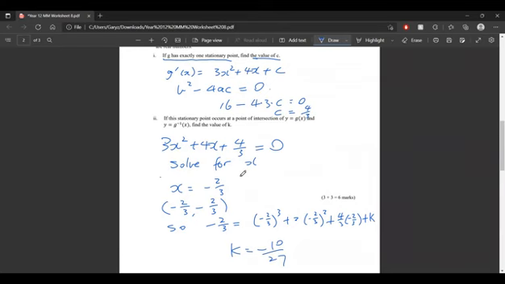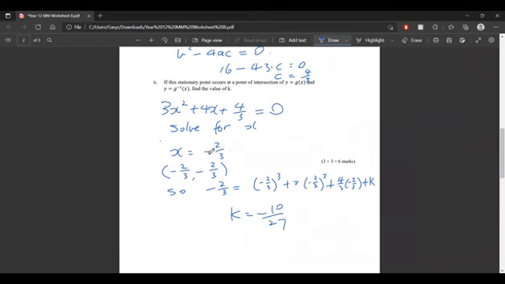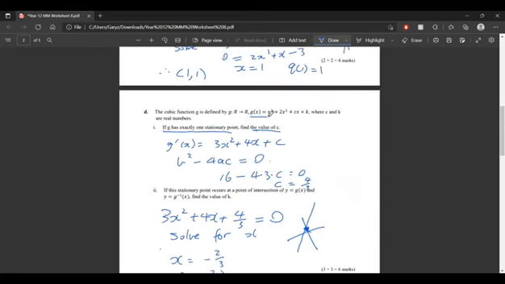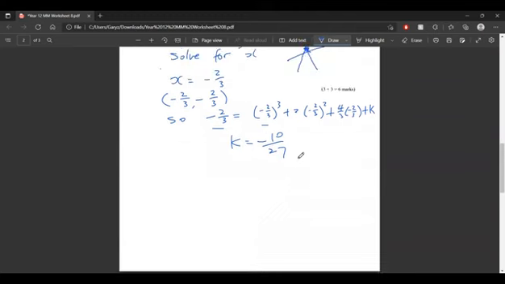So we worked out x is negative 2 on 3, and we know that the y value will also be negative 2 on 3 because it's the intersection point of a function and its inverse function, so it must be on y equals x. And finally, we just sub in y and x into g of x to find what k is. In this case, k is negative 10 on 27.